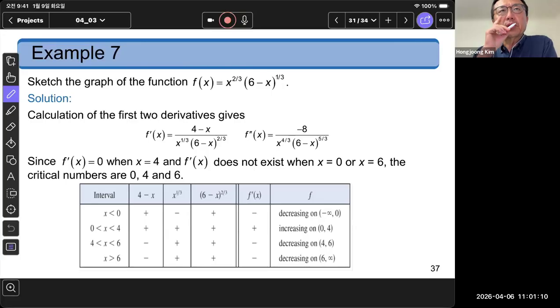So as an example, if I consider the following very complex function f of x defined by x to the 2/3 times 6 minus x to the 1/3. Even if this function is complicated, I can find f prime and f double prime, and then I can find the points where f prime is 0 and f double prime is 0.